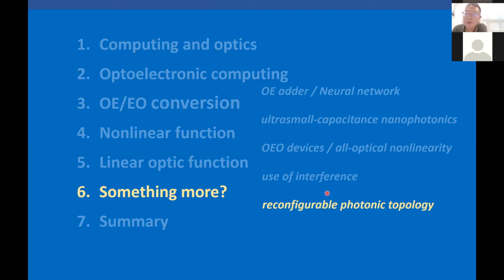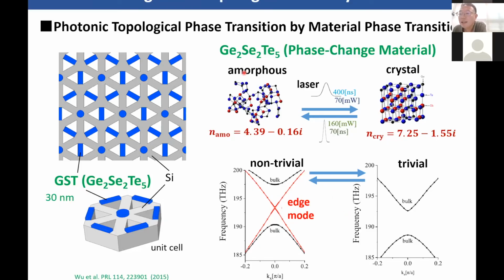As one example of reconfigurable topological photonics, we designed a photonic crystal loaded with the phase change material GST. And the point is this GST is patterned in some particular way. When GST is in the crystal phase, this photonic crystal has a trivial photonic band gap. And when GST is in the amorphous phase, it has a topological band gap, and thus it has two edge modes.